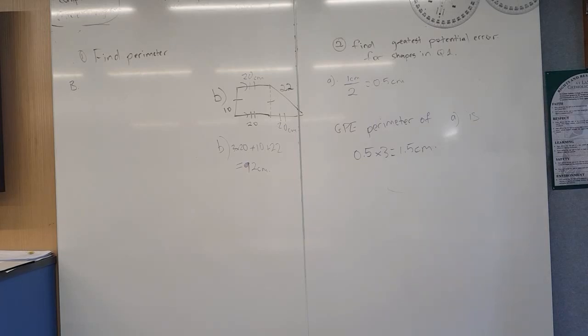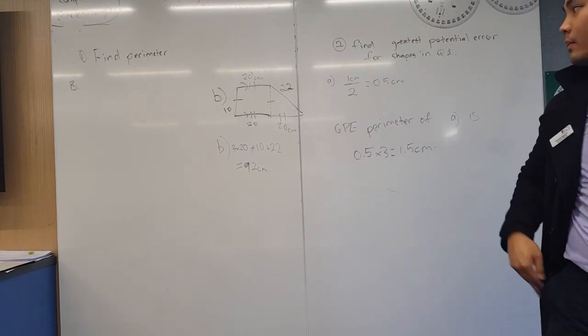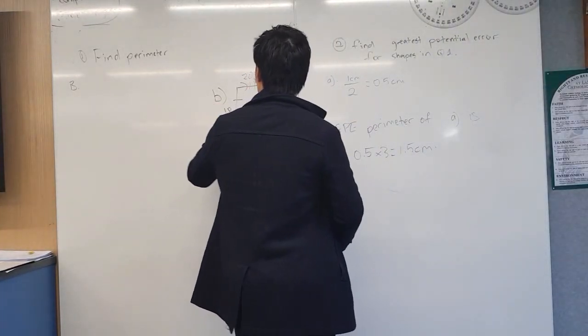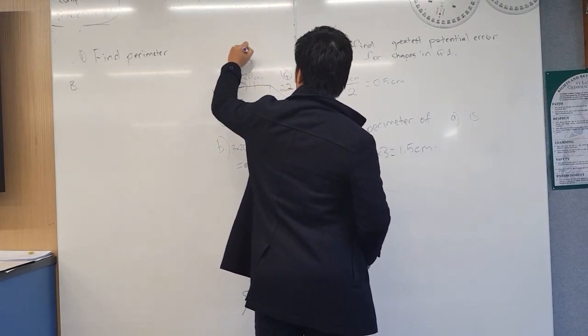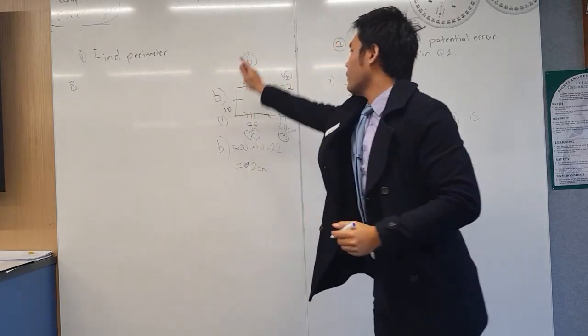Then the greatest potential error wouldn't... I know it's a quadrilateral, right? But we have to take 5 measurements. So each time we take a measurement... Can you number the 5, please? So 1, 2, 3, 4, 5.